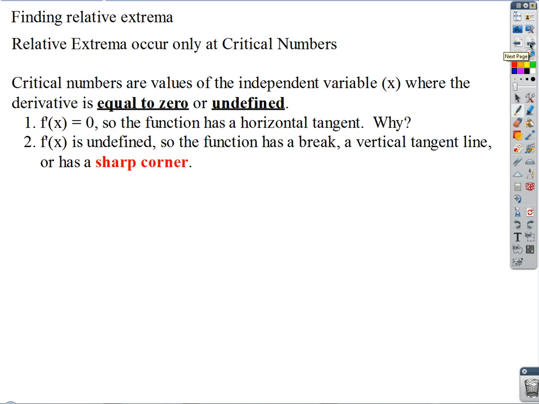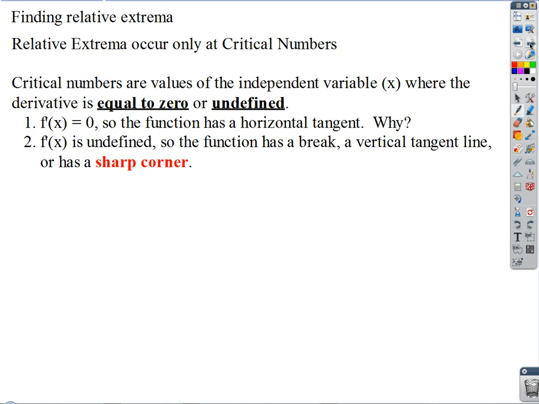Okay, before we go hunting, that's what we're going to do today. We're just going to go hunting for relative maximum and minimum. That's what we do a lot in chapter 3. I have to introduce you to another character in our cast here.